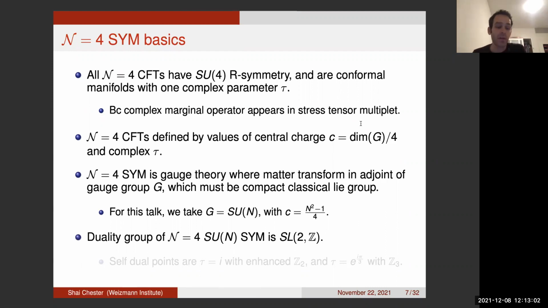Another fact about N equals 4 is that this conformal manifold has a duality group, which for the case of SU(N) is simply SL(2,Z). And so under this duality group, there are two self-dual points. One of them is when tau equals i, in which case you have an enhanced global symmetry of Z2. The other case is when tau equals e to the i pi over 3, in which case the enhanced symmetry is Z3.